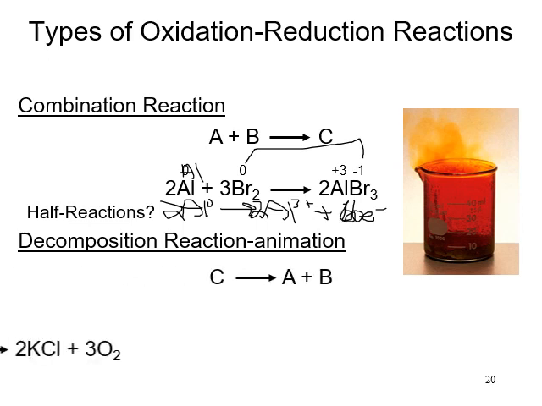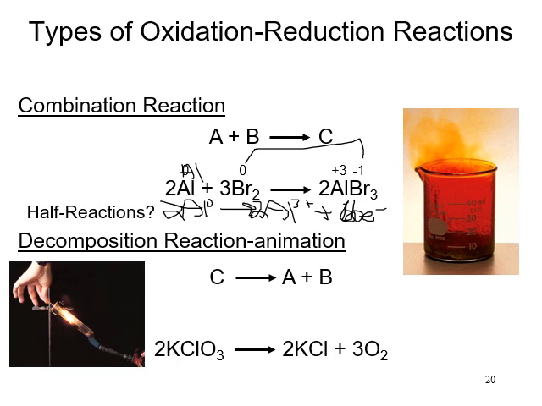For our decomposition reaction, it's kind of the reverse of a combination reaction. And this is also a redox reaction. Potassium is +1 here, +1 here. That doesn't change. Oxygen is -2. This is 0. So that's oxidized. So this one must be reduced.